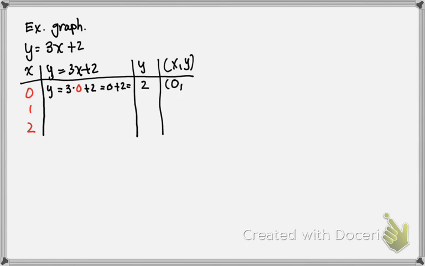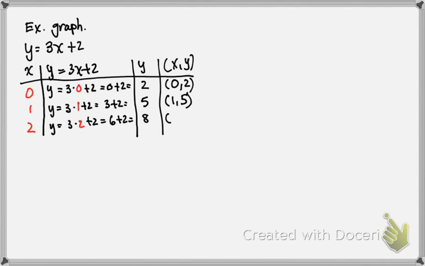So you have 0, 2 as one ordered pair. Next one, we have y equals 3 times 1 plus 2. That gives me 3 plus 2, which equals 5. So input, output. And then the last one, y equals 3 times 2 plus 2. So I'm just following the rule. And that gives me 6 plus 2, or 8. Input of 2, output of 8.